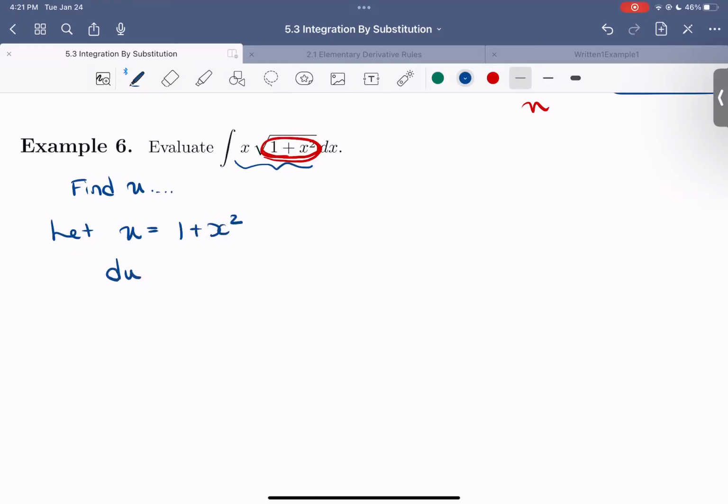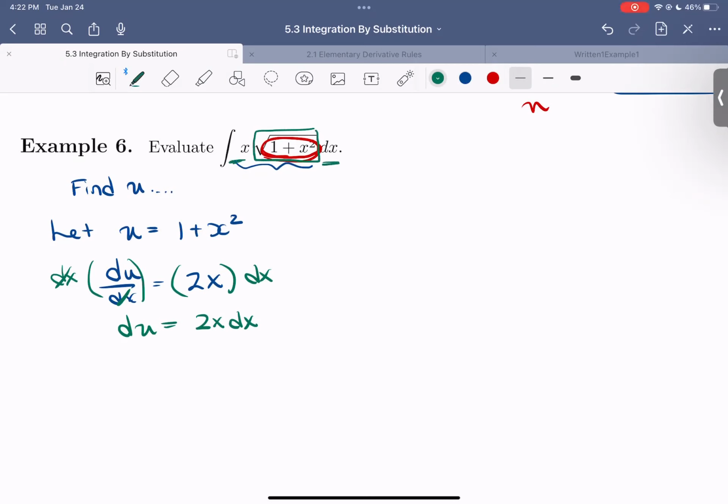So then du with respect to x would be equal to 2x. Now what we can do is see if we can see a du inside our integral. Just to simplify things for notation, we could multiply both sides by dx. So then that just becomes du is equal to 2x dx. So we've taken care of this part of our integral, and we see that we also have an x dx, but we don't have a 2x dx. So what should we maybe do here?